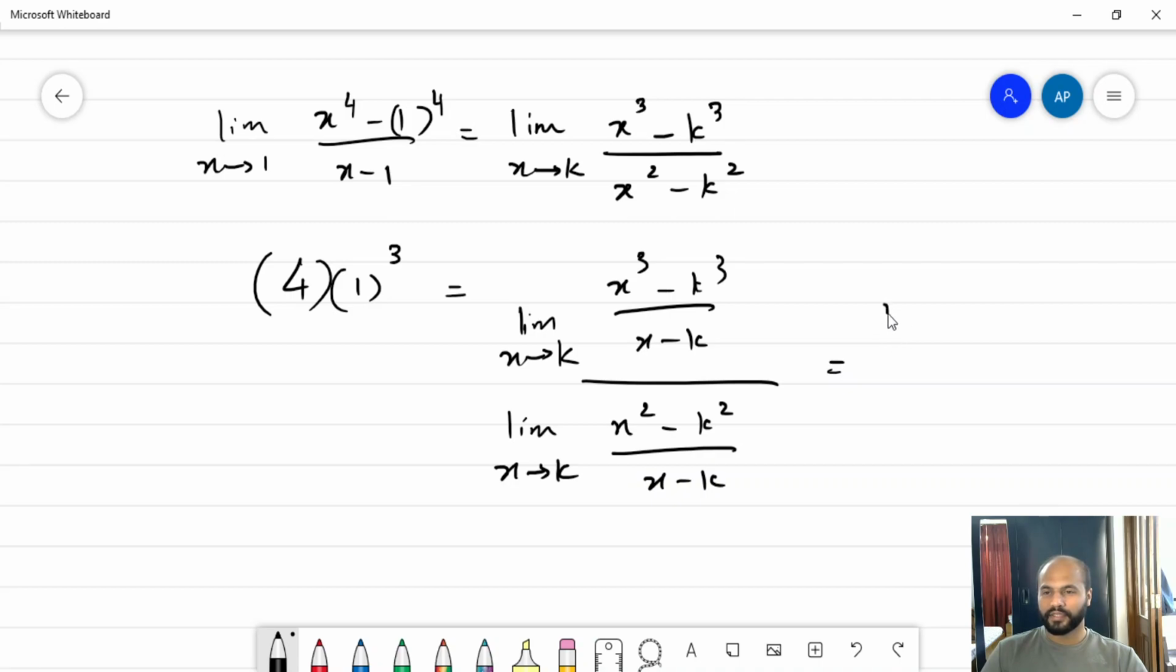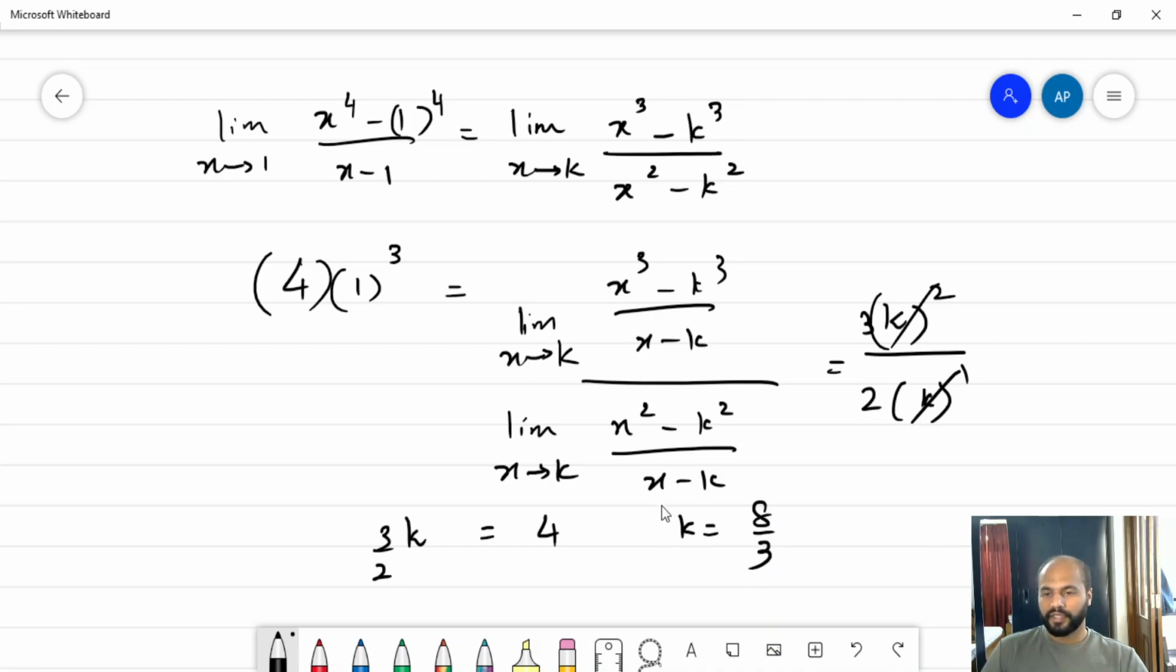So we can solve this as 3 times k square, and this we can write as 2 times k raised to 1. So k and k gets cancelled, and what we get is 3 by 2k. This is equal to 4. So k finally we get as 8 by 3 as the answer.